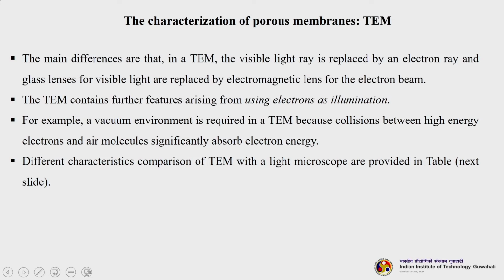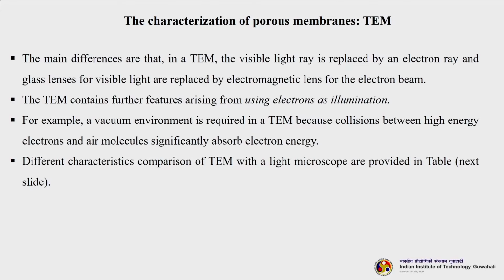So, the main differences are that in a TEM the visible light ray is replaced by an electron ray, and glass lenses for visible light are replaced by electromagnetic lenses. The TEM contains further features arising from using electrons as illumination. For example, a vacuum environment is required for TEM, which is not so for SEM or AFM, because collisions between high energy electrons and air molecules significantly absorb electron energy.